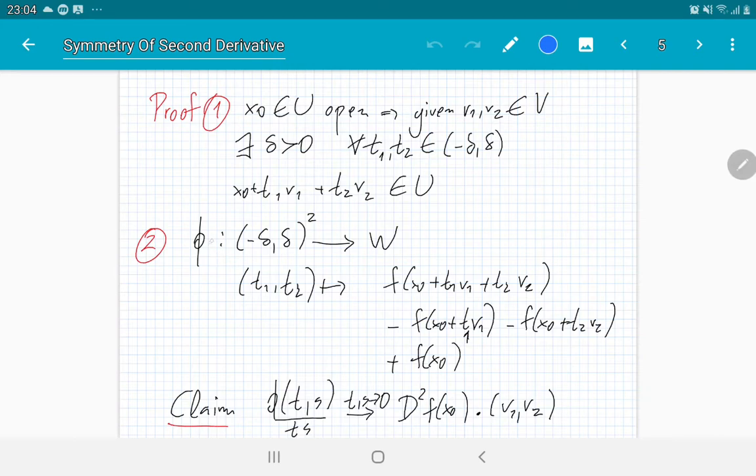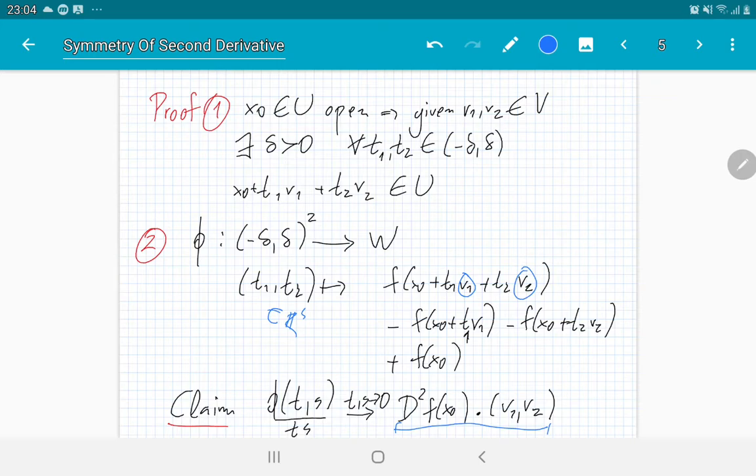I'm going to define this function phi that maps a pair of points t1 and t2, both in the interval from minus delta to delta. So these are real numbers, right? And it maps to this funny thing here: f of x0 plus t1 v1 plus t2 v2, and then you subtract f of x0 plus t1 v1, minus f of x0 plus t2 v2, plus f of x0. And the claim is that if I compute this function at t and s and divide by ts, and send t and s to 0, I get the second derivative computed at v1 and v2. v1 and v2 are these vectors over here, right? Which I fixed from the get-go.